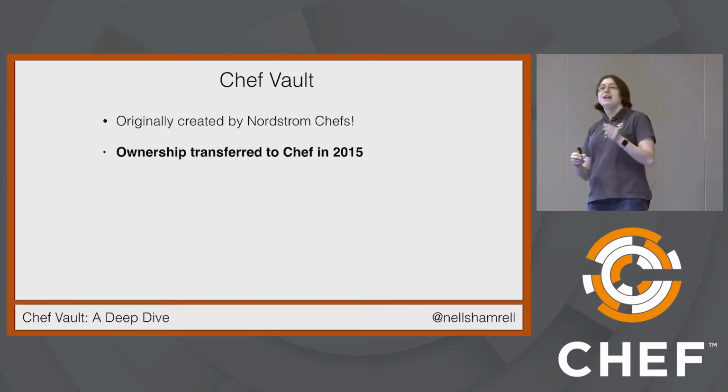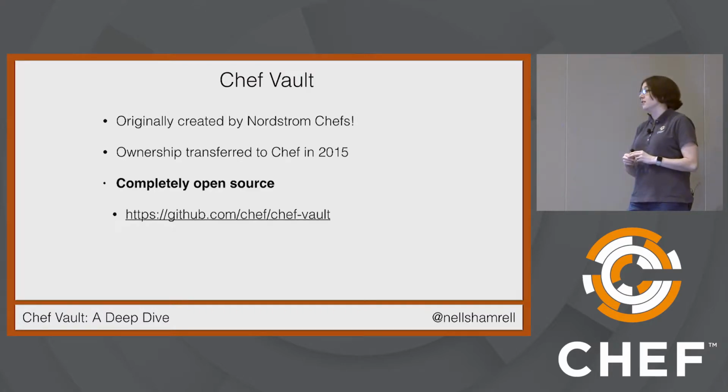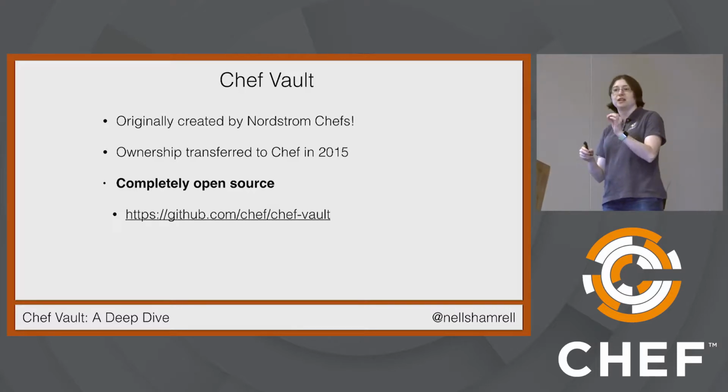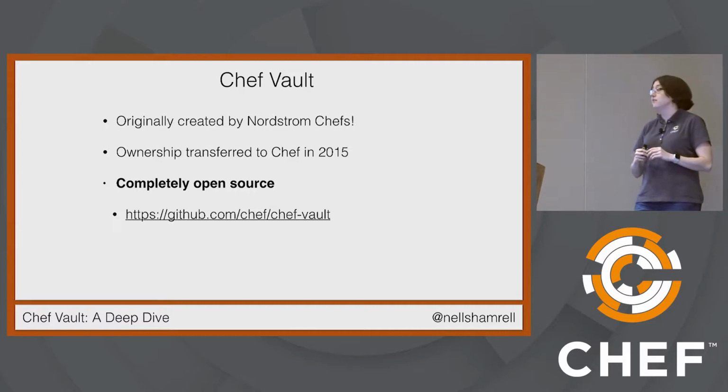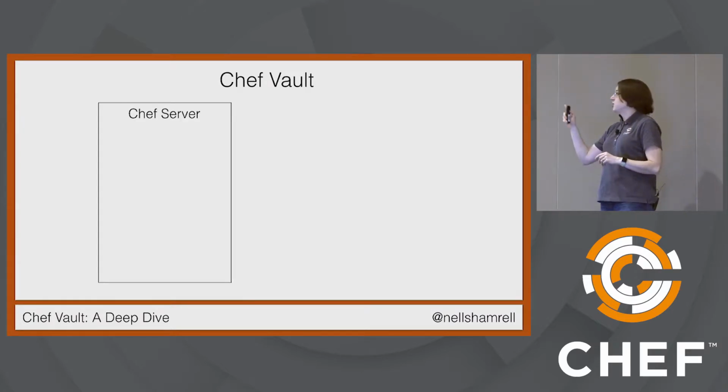So ownership and maintenance of Vault was transferred to Chef in 2015. And it is completely open source still. If you want to check out the code of it, maybe check out some of the new things that Tom mentioned in the keynote today, head on over to github.com/chef/chefvault. Now, how Chef Vault works on a high level is, let's say we have a Chef server.